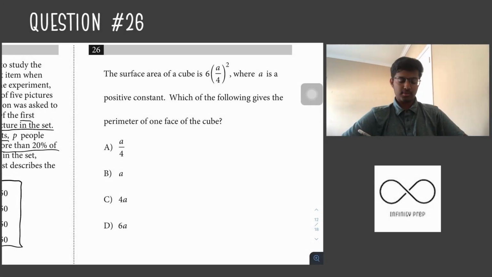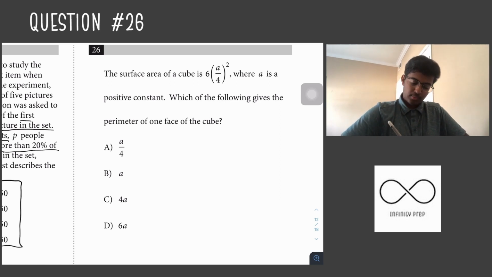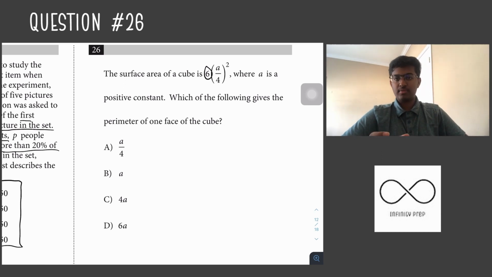Question number 26. The surface area of a cube is 6 times a over 4 squared, where a is a positive constant. Which of the following gives the perimeter of one face of the cube? To solve this problem, you don't need to know the formula for the surface area of a cube. You can reason through this problem. So a cube has 6 sides, which is where this number 6 comes from. The a over 4 squared is the area of one face of the cube. Surface area is the area of all the faces of an object added together.